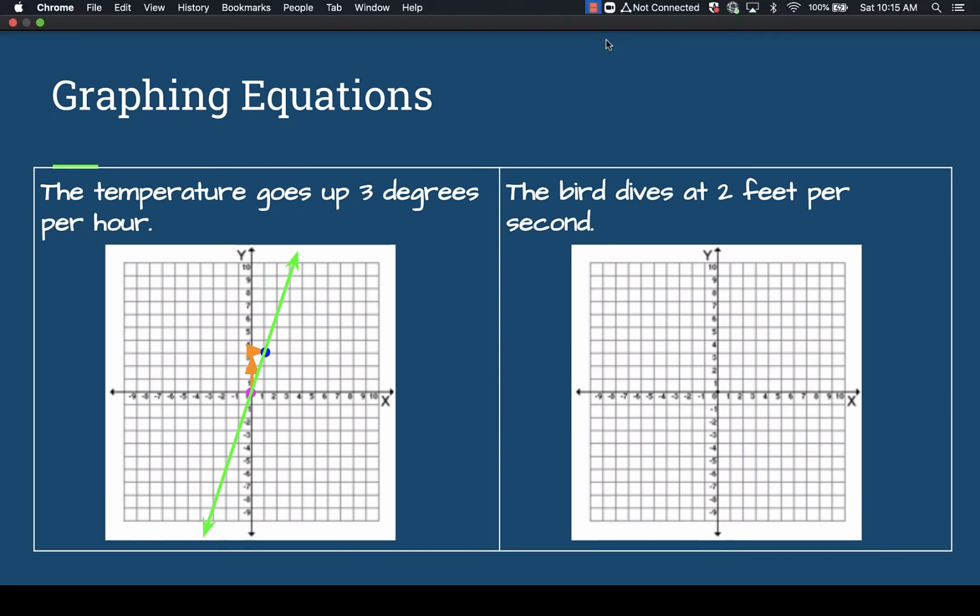Check your answer. Yours should have been going down 2 feet per second. Again, we start at 0 because we don't know the y-intercept, so we're going to assume it's 0. Your bird was going down 2 feet every second that passed, so down 2 over 1.